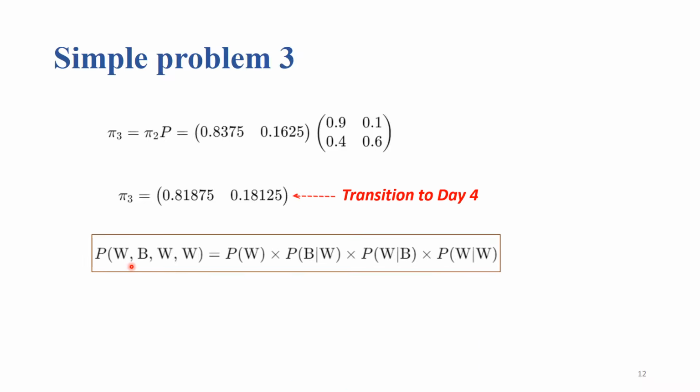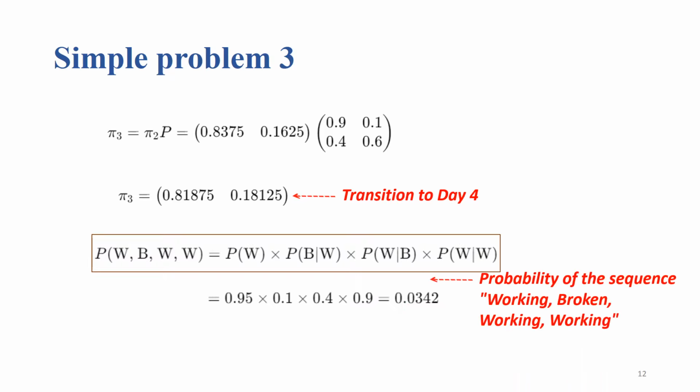Now the probability of working, broken, working, working. That is the probability of working, that is the initial state distribution, into the probability of broken given working, into the probability of working given broken, into the probability of working given working. When we substitute the values for all these 4 probabilities, that's 0.95, 0.1, 0.4, 0.9, the value is 0.0342. This is the probability of the sequence working, broken, working, working.